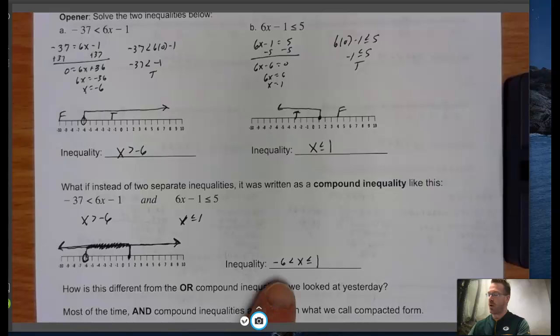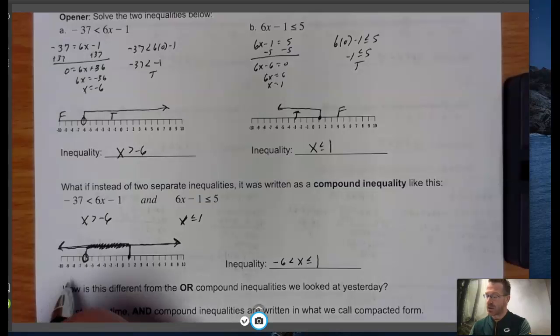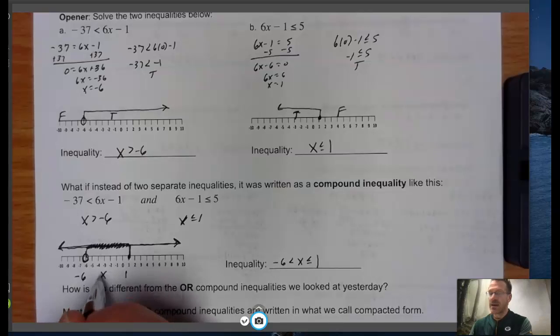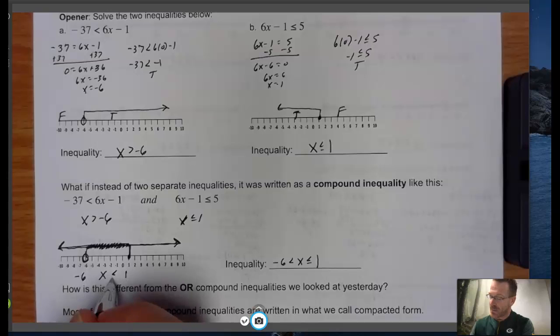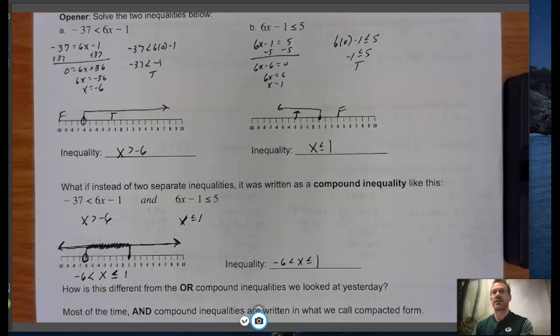Notice our inequality looks a little bit different. We call this a compacted inequality because it's written all as one. And if you can see, it models what's happening here. Here's -6, here's 1, and we want all the x values between. Those values are less than or equal to 1, and they're greater than -6. It looks a little different, but that also gives us a very big hint that it's an "and" compound inequality.